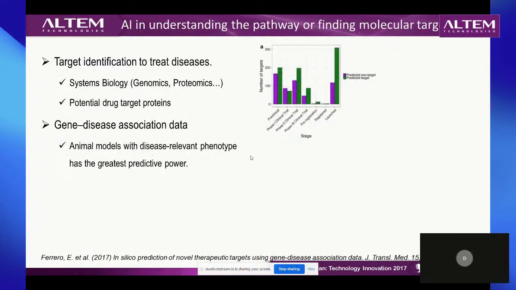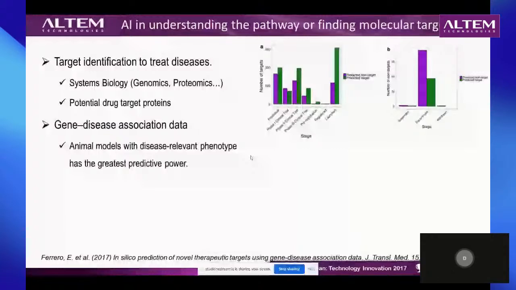First of all, let's see about understanding a pathway or finding molecular targets. Target identification is to treat a disease. So they will be utilizing system biological approaches. System biological approaches include both genomics as well as proteomics, and through that one can understand the potential targets.